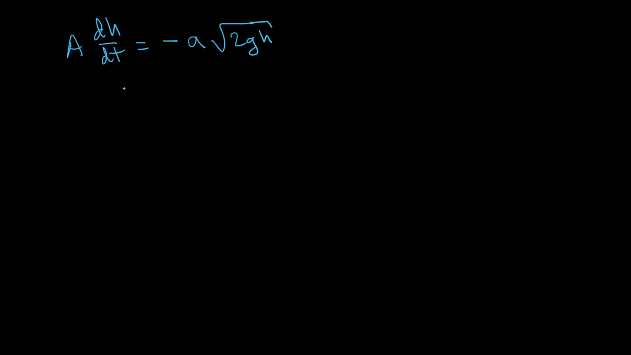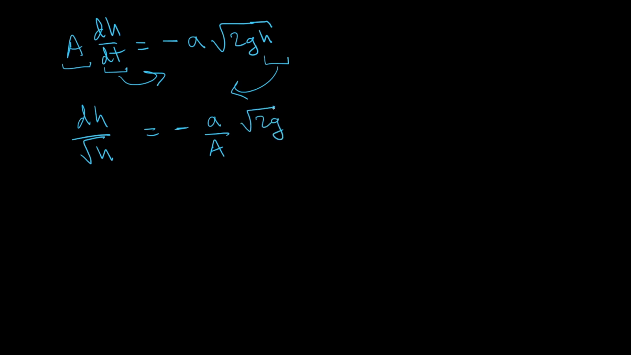This is a separable differential equation because h is the only function of t in this expression. All of the other terms are constants. So we can bring all the terms that don't involve h, so that's this A and that's this dt, to one side of the equation, and we can bring the square root of h to the other side of the equation. We'll end up with dh divided by square root of h is equal to negative little a over big A, square root of 2g, dt. And we can integrate this expression.